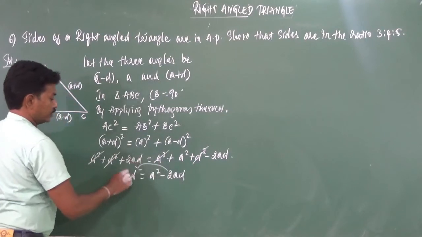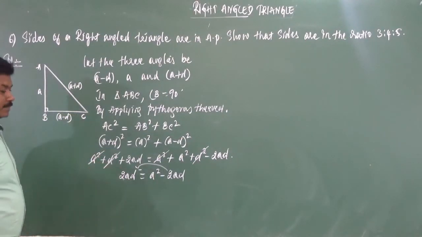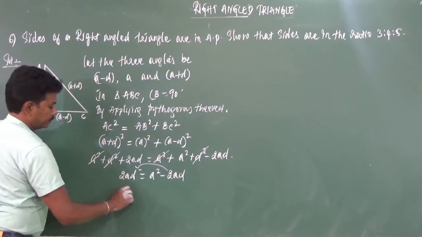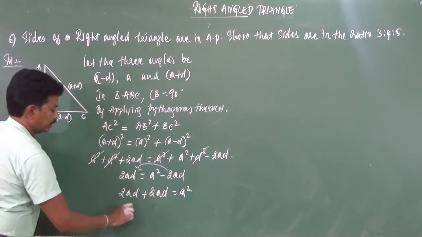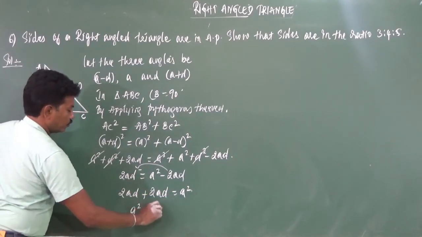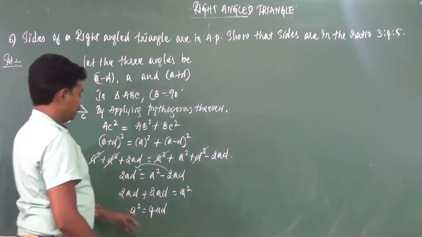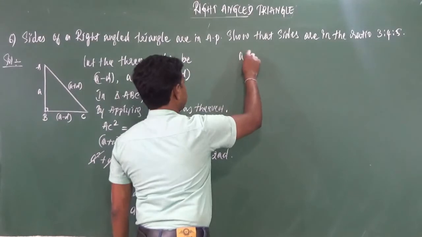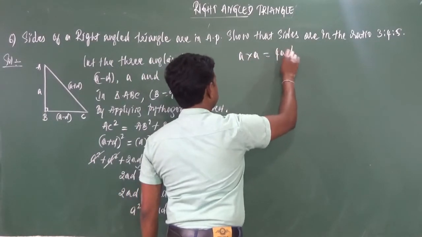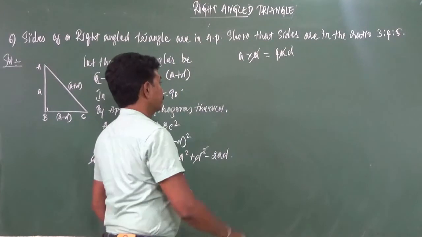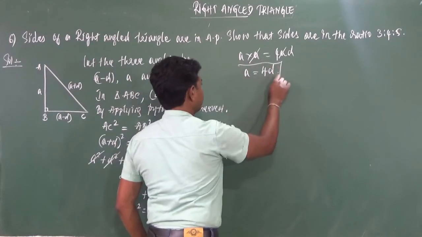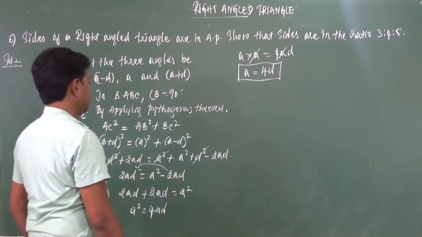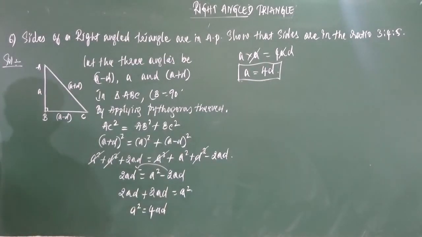So we'll transpose this minus 2AD to LHS because they look like like terms. So 2AD plus 2AD is equal to A square. So therefore A square is equal to 4AD. A square is equal to 4AD. So this can be written as A into A is equal to 4AD. A and 1A gets cancelled. So we are left over with A is equal to 4D. The value of A is 4D. So that's very simple. A is equal to 4D. So now we will move on to the next step.